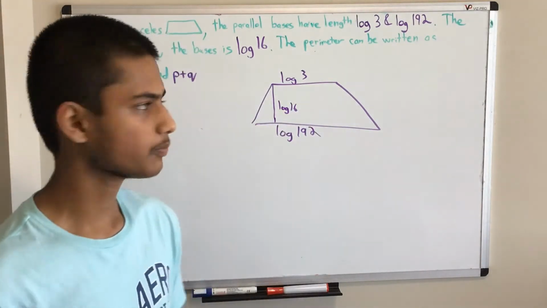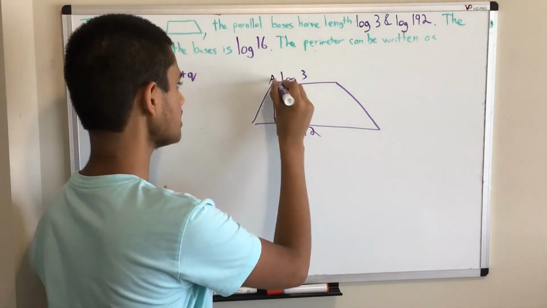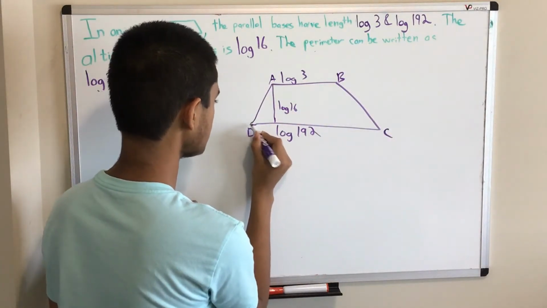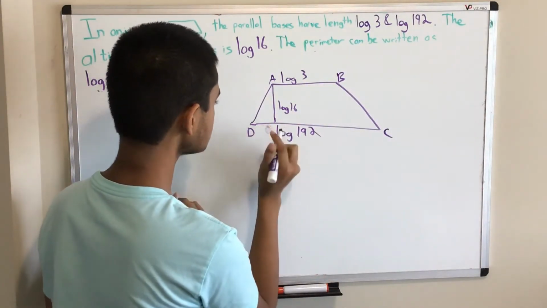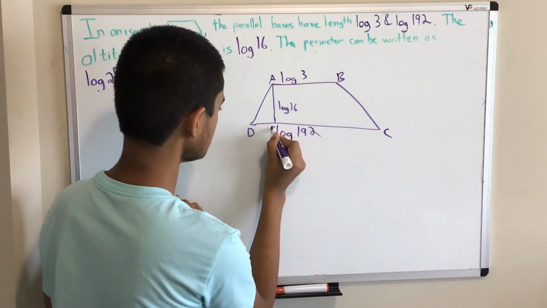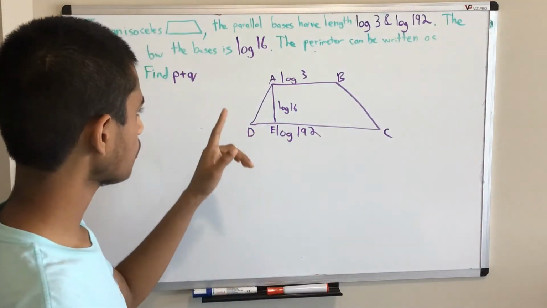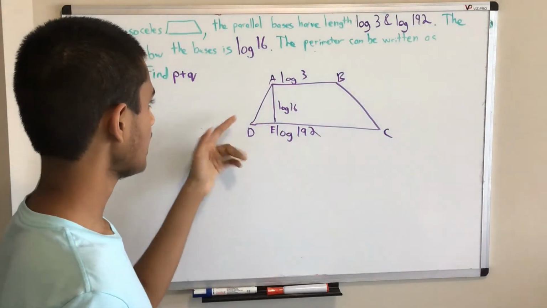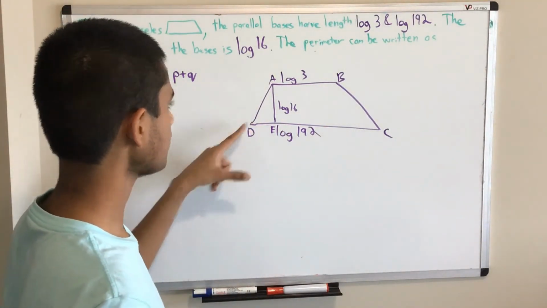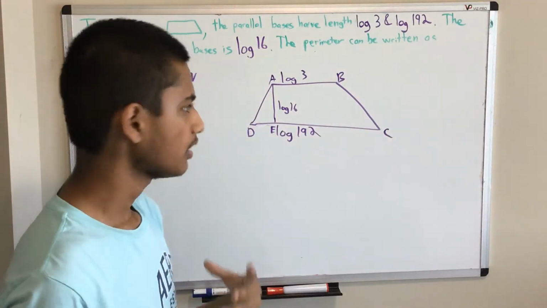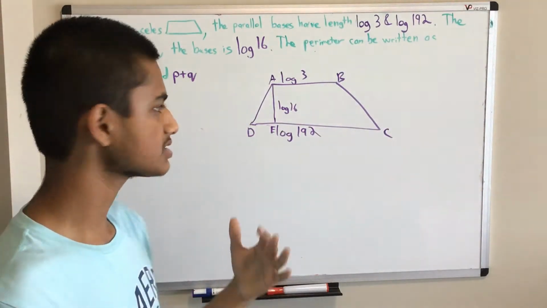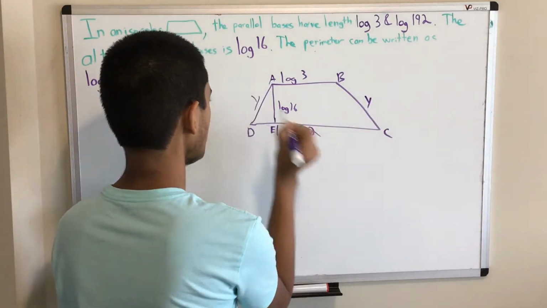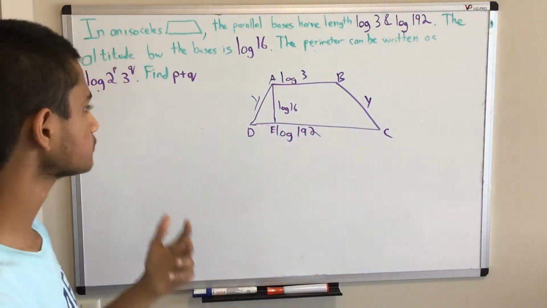And now I'm going to label the points. I'm going to call this AB, and this CD, and I'm going to call the intersection over here E. What we want to do is find the perimeter of this trapezoid, and in order to do that, we need to find the lengths of AD and BC. We know that these are both the same since the trapezoid is isosceles. So we can call this y, and we can call that also y.